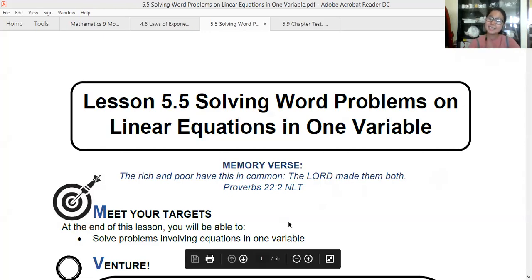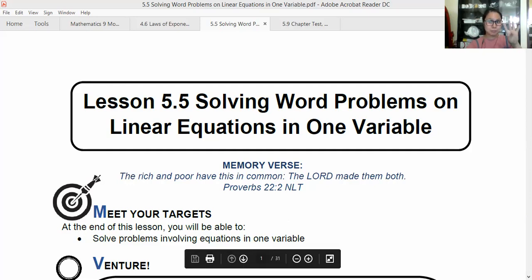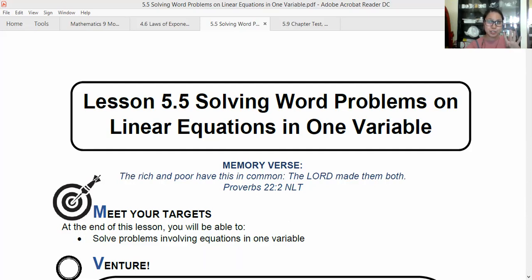At the end of this class, you'll be able to solve problems involving equations in one variable. This topic is so long, it has 8 subtopics. But for this afternoon, we'll just tackle the first 4. Now, let's go. There are 4 types of problems that we are going to discuss this afternoon.